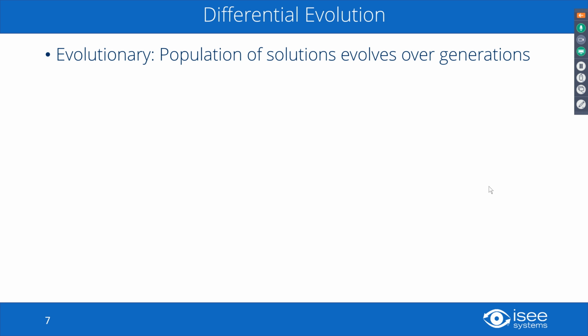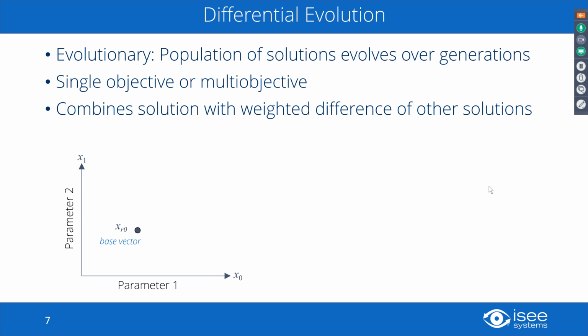First of all, it's an evolutionary method from the name, which means we have a population of solutions that we evolve over time, and that time is what we call several generations. The next generation is based on improving the solutions from the previous generation. It can be either single objective or multi-objective, and in Stella we support both of those. And how it works is it combines a solution that we already have with the weighted difference of some other solutions. So say, for example, I have two parameters here and I have a solution.